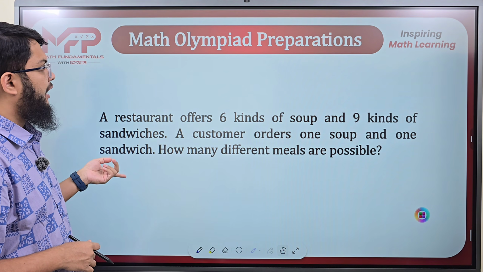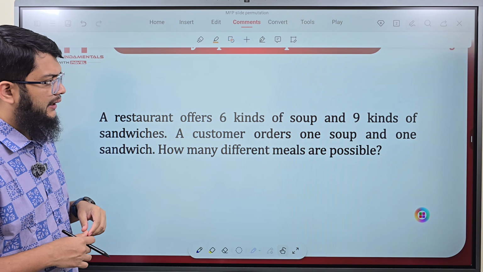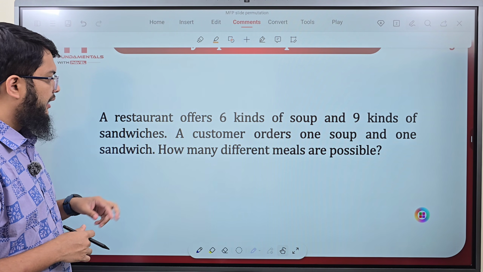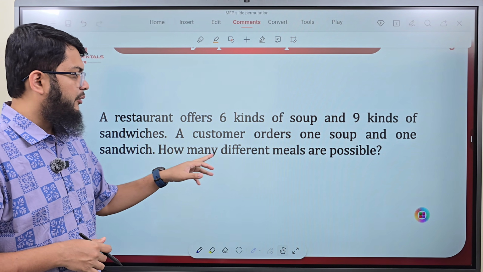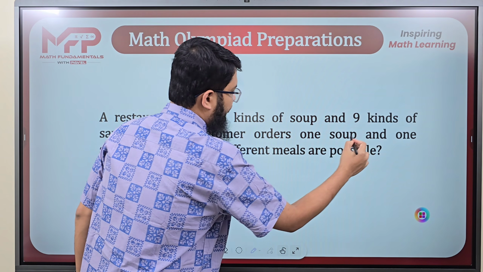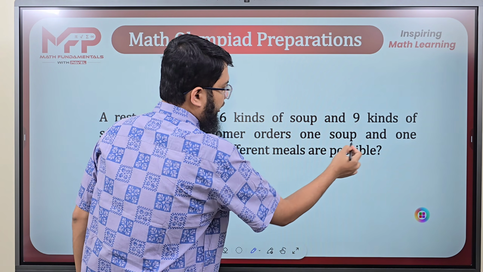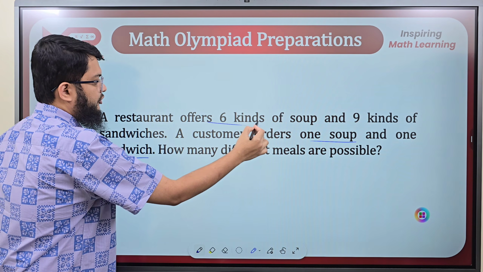Okay, now coming to this question. A restaurant offers 6 kinds of soup and 9 kinds of sandwiches. A customer orders 1 soup and 1 sandwich. How many different meals are possible? Okay, so he chooses 1 item from the soup and 1 item from the sandwich. Okay, so 6 kinds of soup.